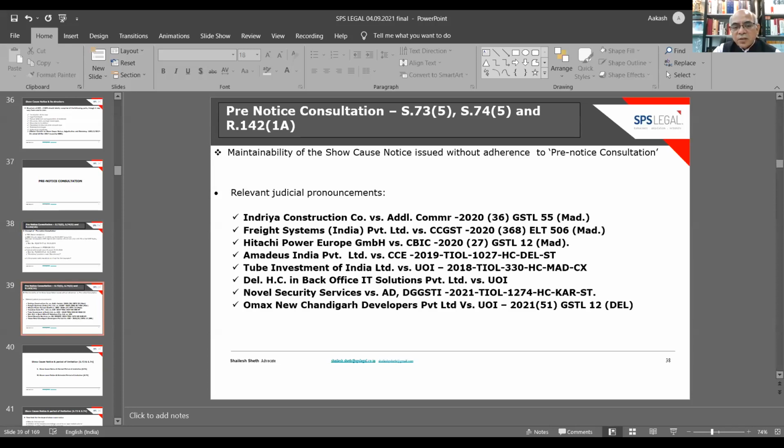Bake Office, Noel Security Service, and Omex New Chandigarh, the latest case, are all on the same line and are in the context of GST. The other judgments are also in the context of excise, customs or service tax. But one word of caution again, I would reiterate my personal view: if at all somebody is eager to participate in pre-notice consultation, one has to be extremely careful and skeptical, with the pitfalls of going into such a process being clearly understood. Personally, I never encourage participating in such pre-notice consultation.